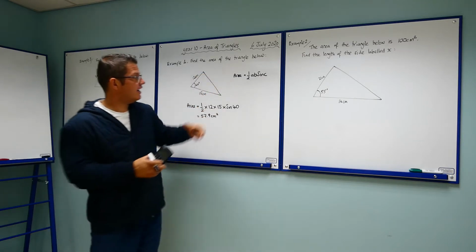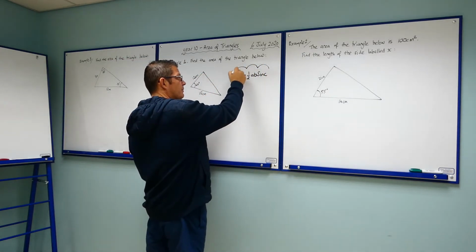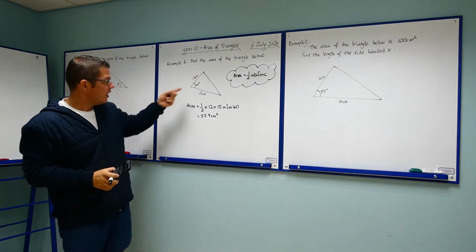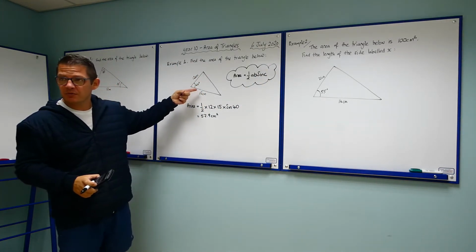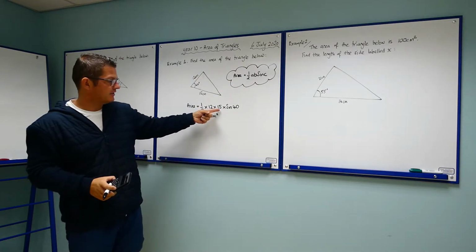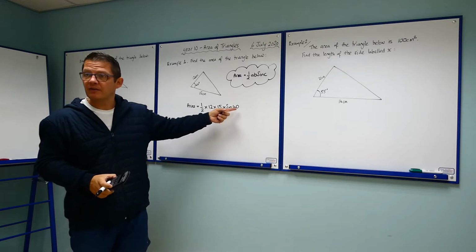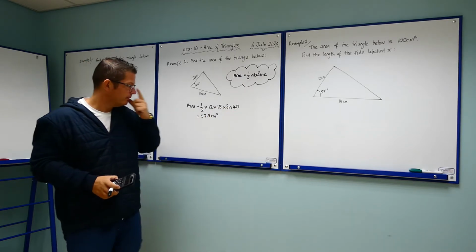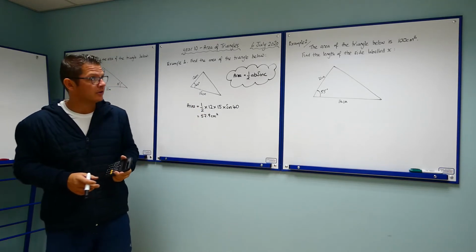A half AB sine C. You might want to make a note of that somewhere, guys. But it is as easy as that. All you need is two sides, an angle between them, and then you put it into this formula. A half times one of the sides times the other side times sine of the angle between them. Don't forget, it's sine of the angle between them, not just the angle. And then it's calculator work.